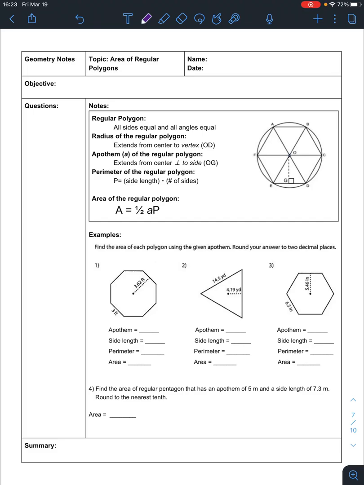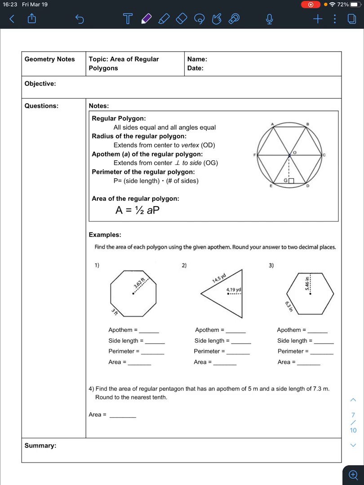So today we're going to add a shape that you might not be familiar with. You've been finding the area of a parallelogram, the area of a triangle, the area of circles. You've been finding those. But today we're going to find the area of a regular polygon. So let me just remind you what a regular polygon is.